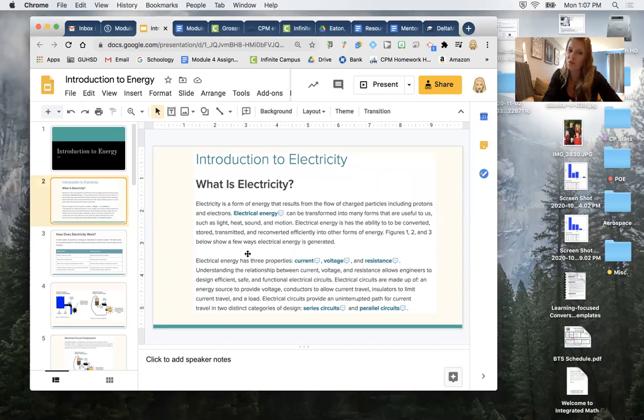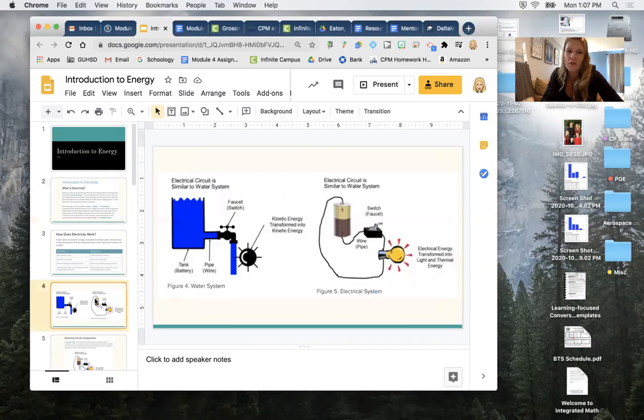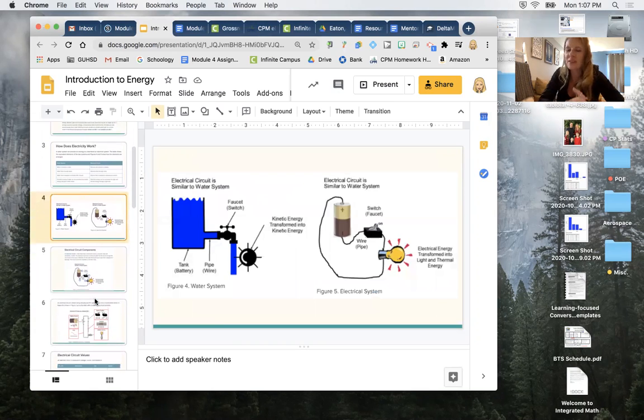So this is a good introduction if you didn't already get the nuts and bolts over the last few days. This is the nuts and bolts of what we're going to cover today. This compares energy. I think this is a really good visual for you to see how electricity works. We will also be doing some simulation in class as well.